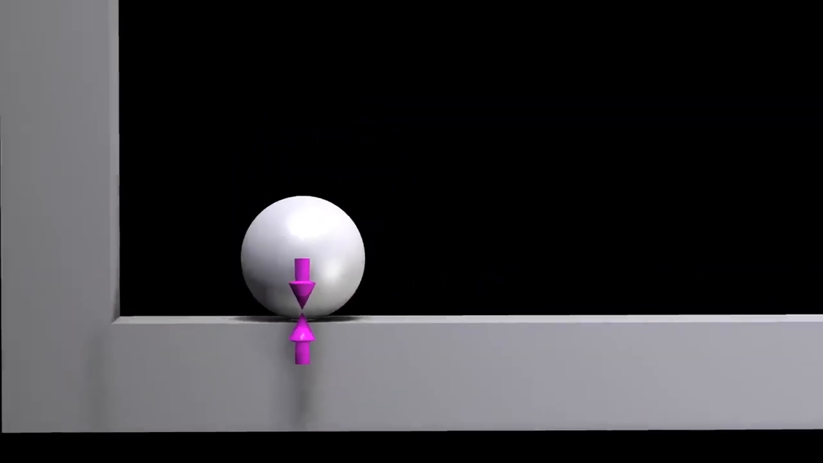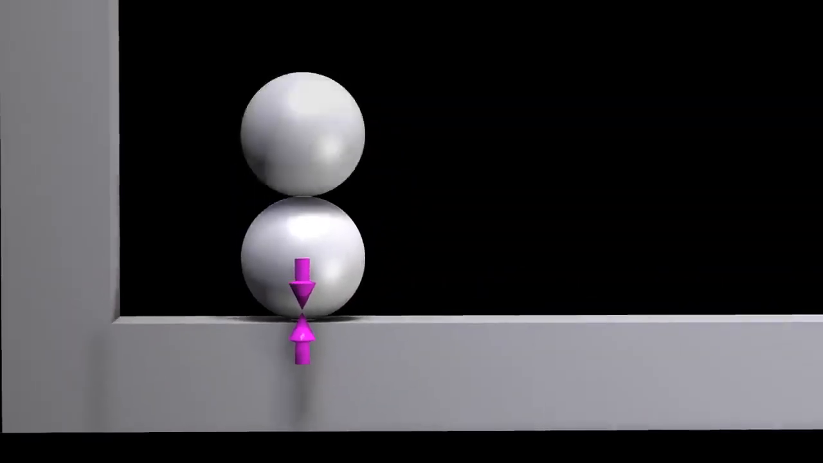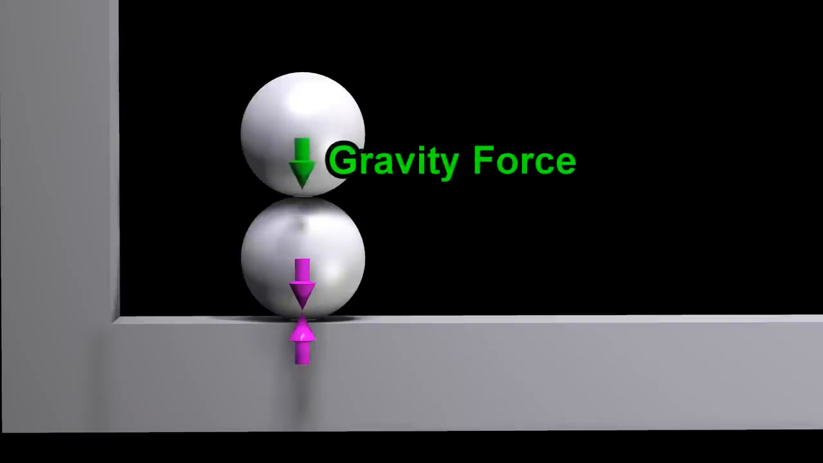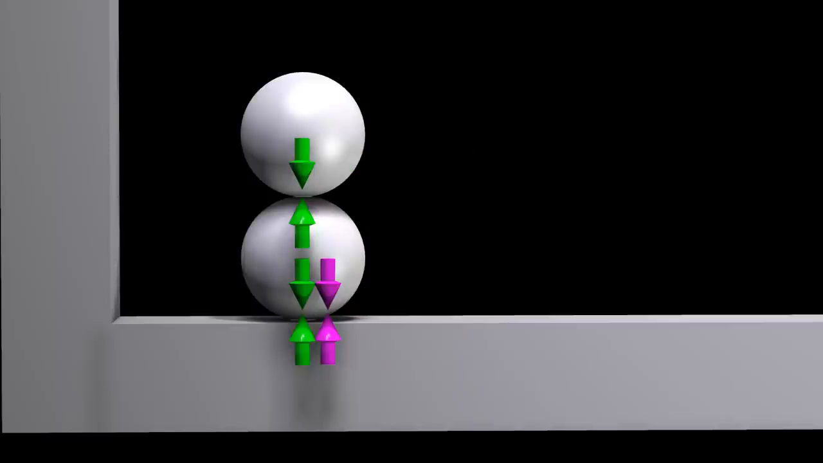Now consider the molecule directly above this one. Gravity also exerts a downward force on this other molecule too. This is balanced by an upward force by the molecule underneath, which now exerts an even greater downward force on the bottom of the container. In response, the bottom of the container exerts an even greater upward force, so as to support the gravitational forces from both of these molecules.